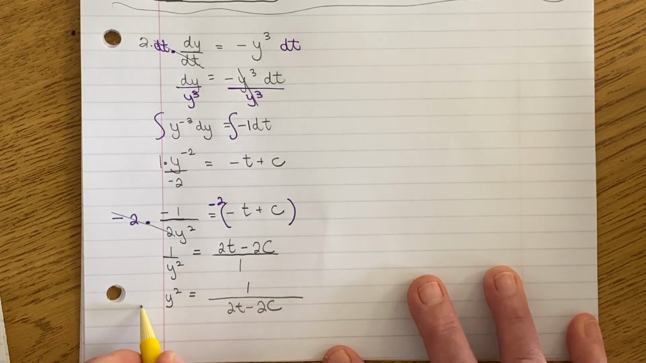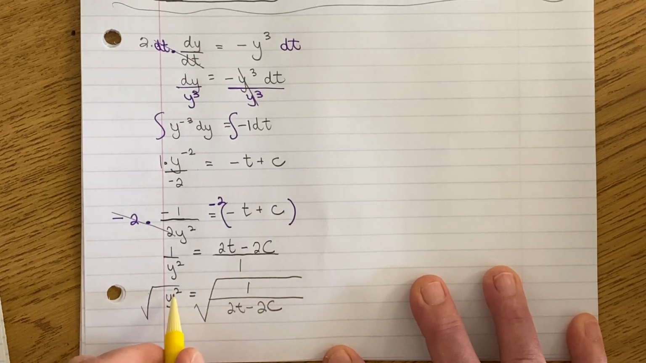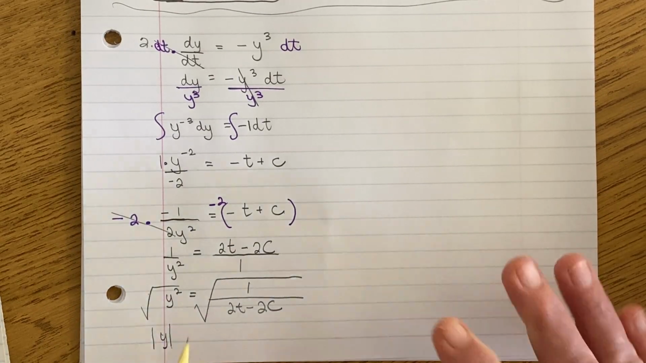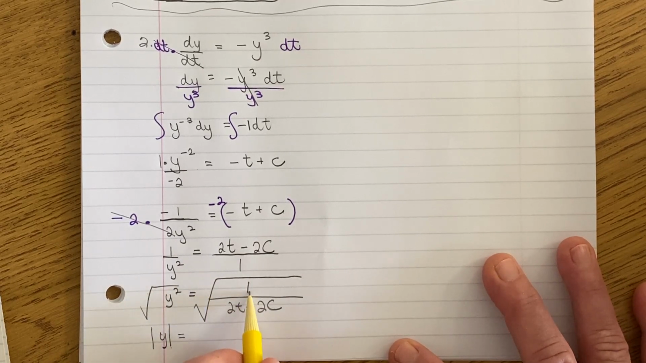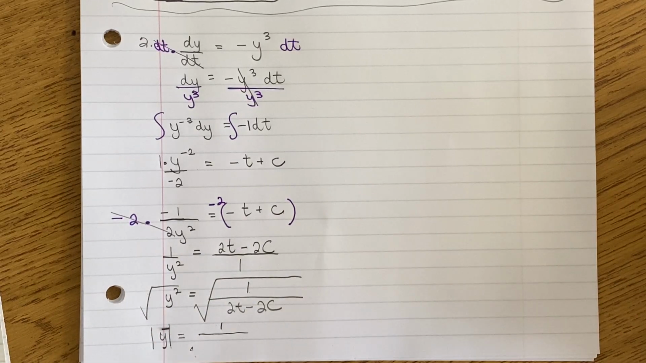Now let's bring in the square root. An even root means that we're going to have y come out, but its absolute value. And obviously over here, we can't do anything with this square root. Well, I guess you could take the square root of 1 and just have 1 over the square root of 2t minus 2c.